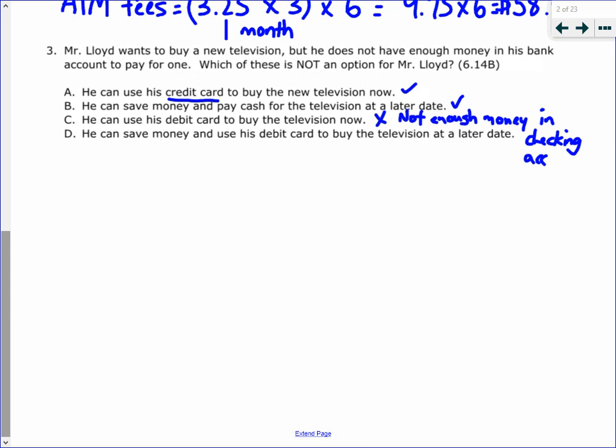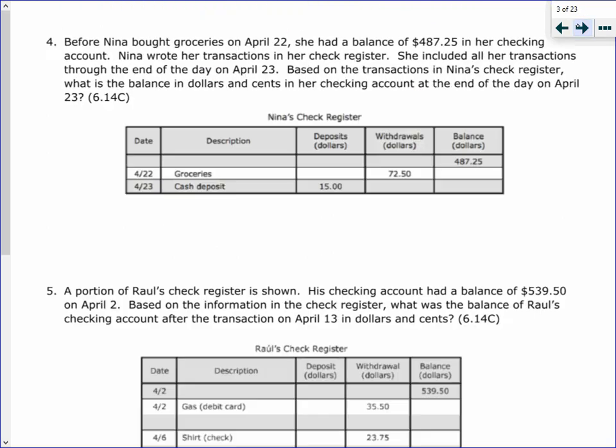Because that's linked to your checking account. And if he can save money, use his debit card to buy the television at a later date. Sure. All right, so the answer would be C. All right, let's take a look at number 4.